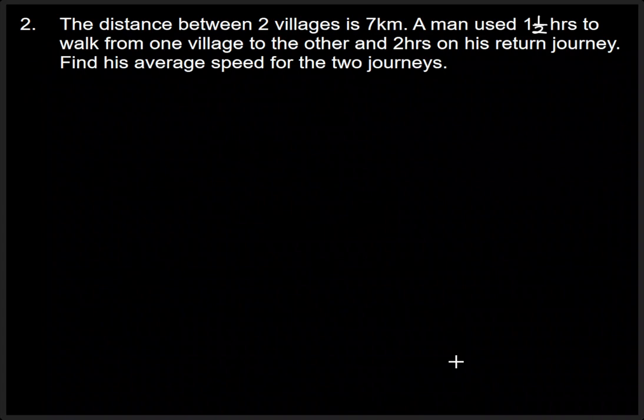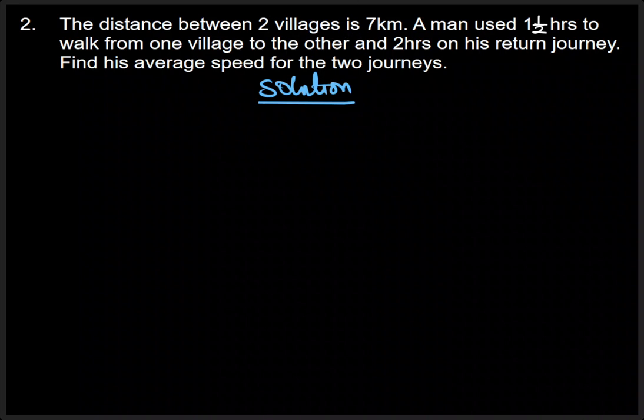Okay, so we move to number 2. Let's see the solution. The distance between two villages is 7 kilometers. Take note of this. Now, a man used 1.5 hours to walk from one village to the other. So let's break this down into two separate journeys.